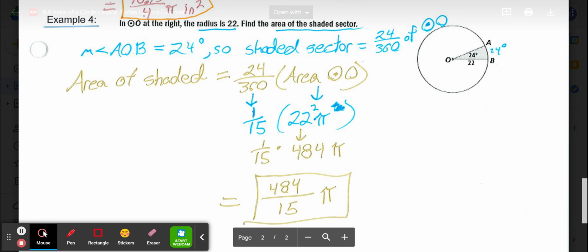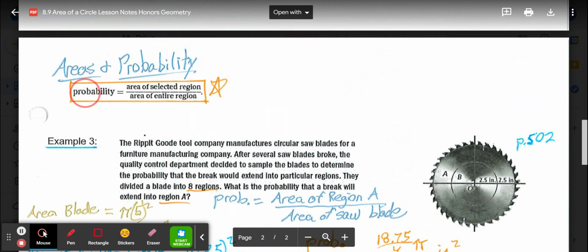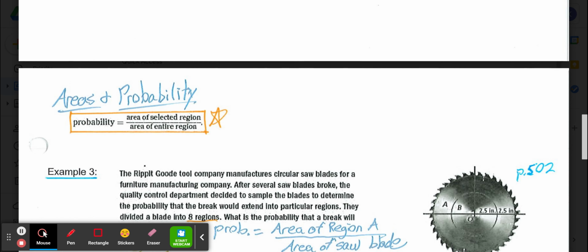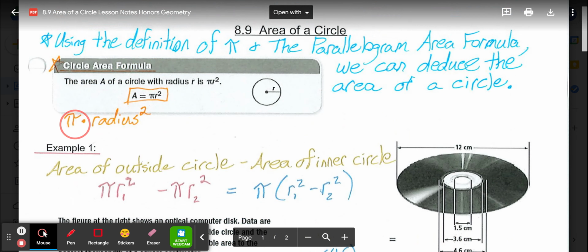So as you go through today's lesson, make sure that you understand probability related to area is the area of the region we want divided by the area of the entire shape or region image. And then going back to area of a circle, it's simply pi times the radius squared.